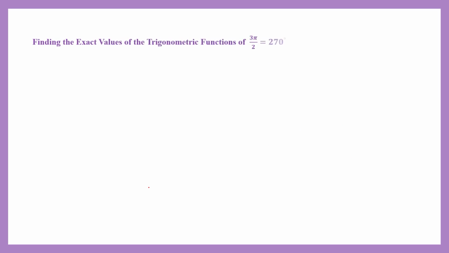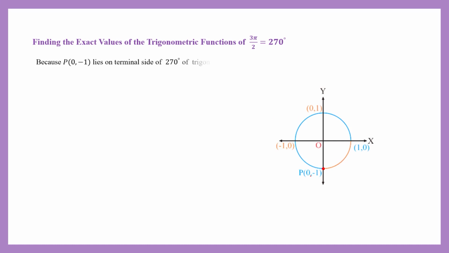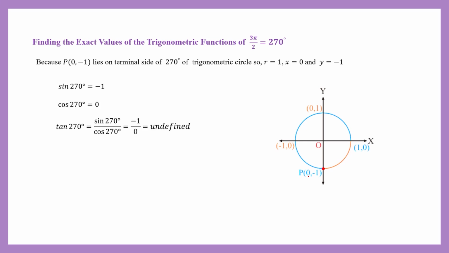Finding the exact values of the trigonometric functions of 270 degrees. We know that the point (0, -1) lies on the terminal side of 270 degrees. So the sine of 270 degrees will be equal to the ordinate of the point P, which is negative 1. Cosine of 270 degrees will equal the abscissa of the point P, which is 0. We can find tangent of 270 degrees by dividing sine by cosine of 270 degrees, which is undefined here.